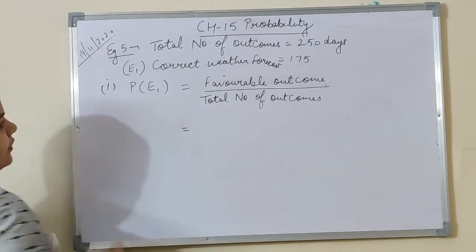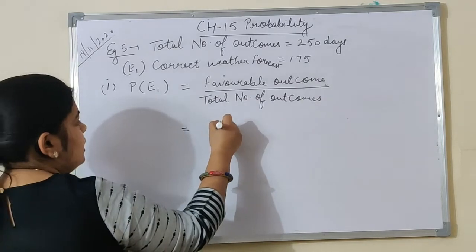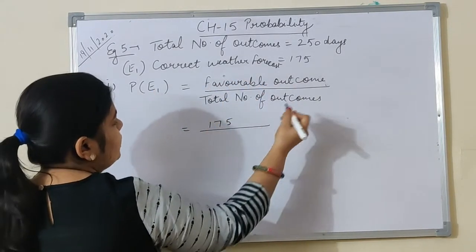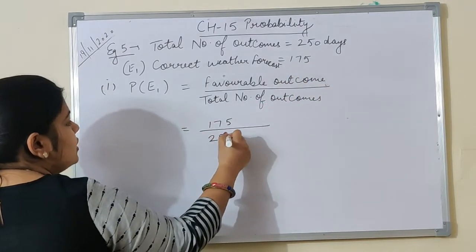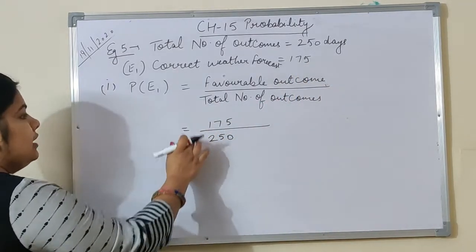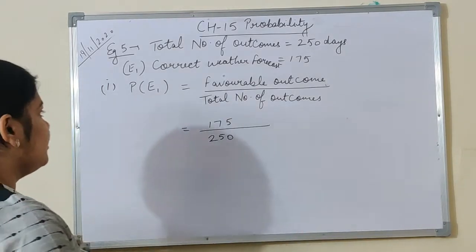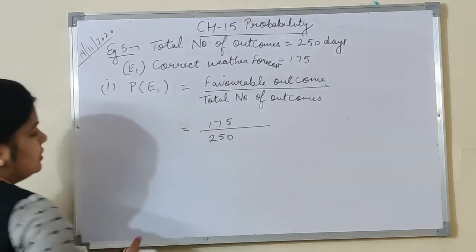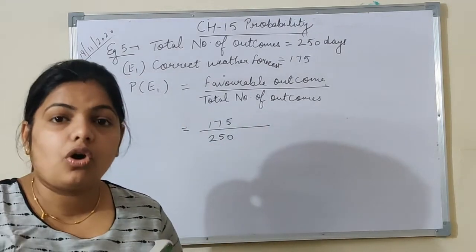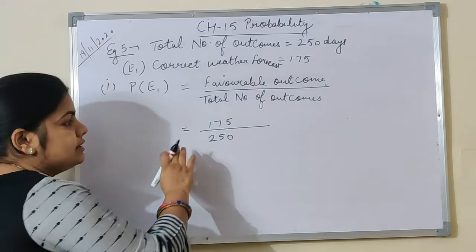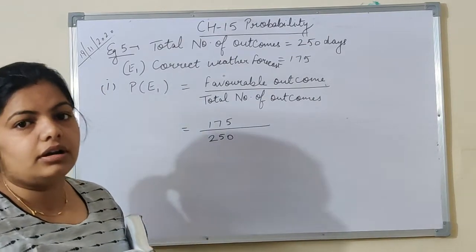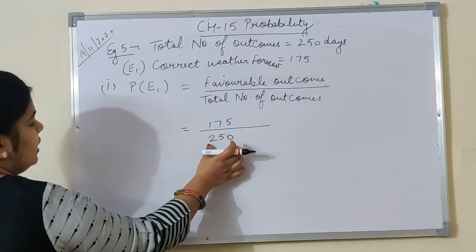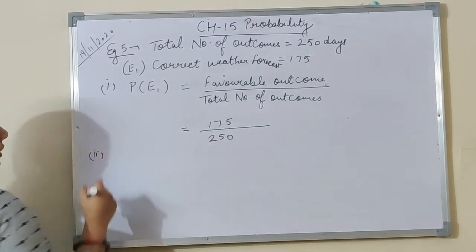You will see that the favorable outcome here, in event 1, is 175 and the total number of outcomes is 250. I have just applied the values in the formula and got the probability of event 1. Now you can solve it and get the answer. As I told you yesterday also, always solve your answer till decimal or convert it into simplest form. Don't leave it right here only.